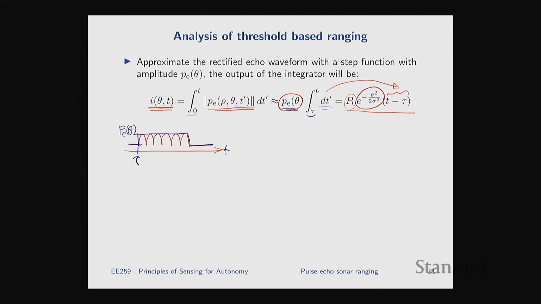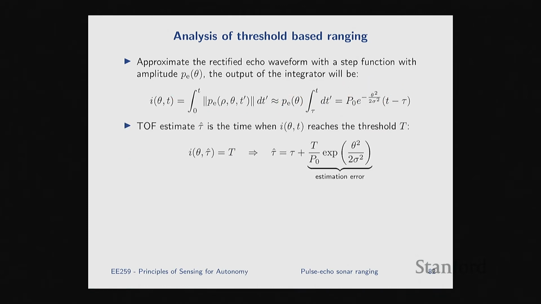And remember, as soon as this I crosses a threshold, that's where we declare a detection. So when your I of t at some tau hat equals the threshold that we call big T, that is the time of arrival, basically, for us. So we just use this expression for I, and we solve for our estimate tau hat of the round trip delay, and this is what you get. Your tau hat is the true ground truth tau plus this error term. That's your estimation error. And as you see, it depends on a bunch of things.